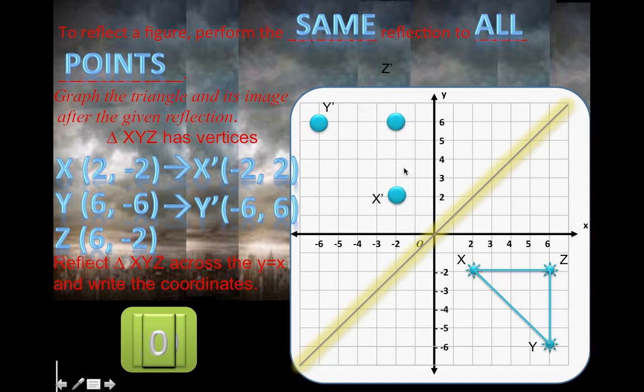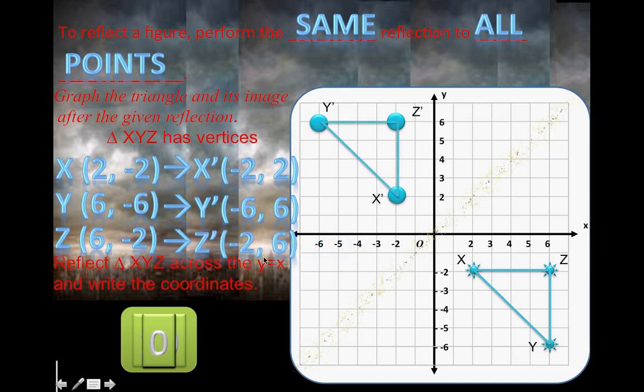Again, make sure you're counting carefully. Some of these are kind of long counts. I labeled that Z prime. The coordinates for that: we went backwards 2, so it's -2, and we went up 6, so it's +6. Z prime is (-2, 6). Okay, I went ahead and connected those, which you should also do. Remember, if you have more than one original point, you should connect it into a polygon, and then connect your images into a polygon as well.